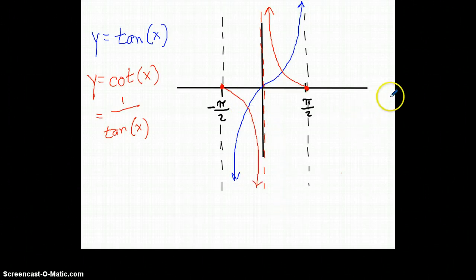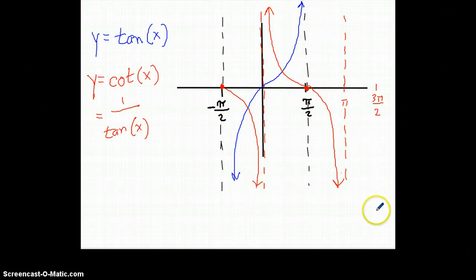And I could even continue this. Here's pi, and 3 pi over 2. You notice the asymptotes are going to be every pi units, so there we go. I can even continue this going this way. So you can see the tangent is going bottom left to top right, and cotangent is going top left to bottom right. But that's the idea of cotangent.